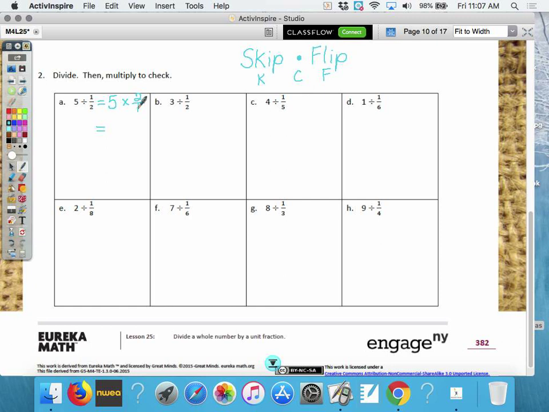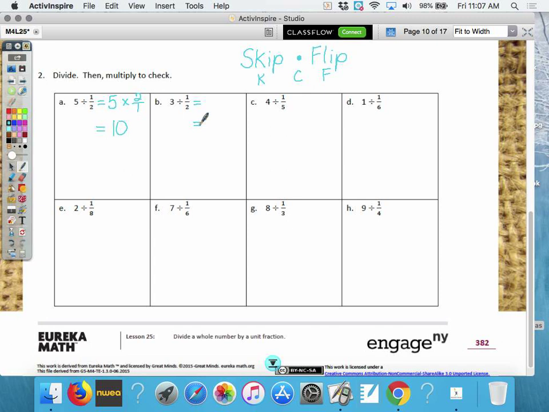Okay, rewrite it. Turn it around. Okay, so now 2 ones is the same thing as 2. So 5 times 2 is 10. So this is skip dot flip, keep, change, flip. Sound good? Mm-hmm. I love it. I like the two combined. All right, so we're going to pull sticks. You're going to tell me what to write, okay?